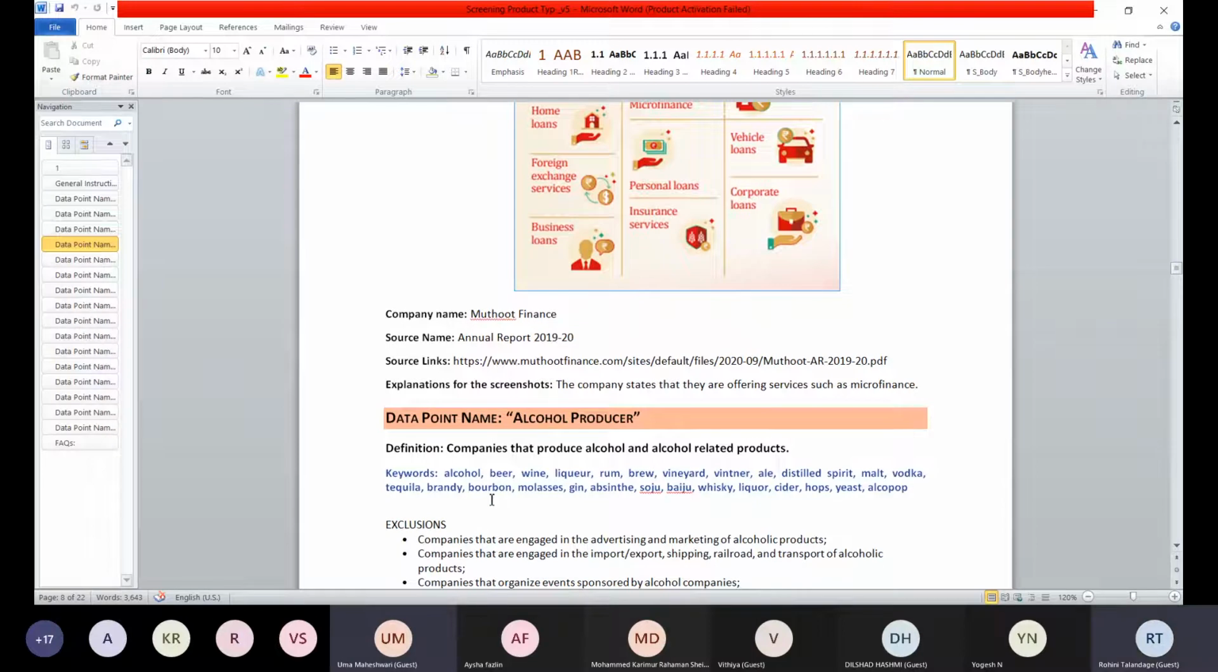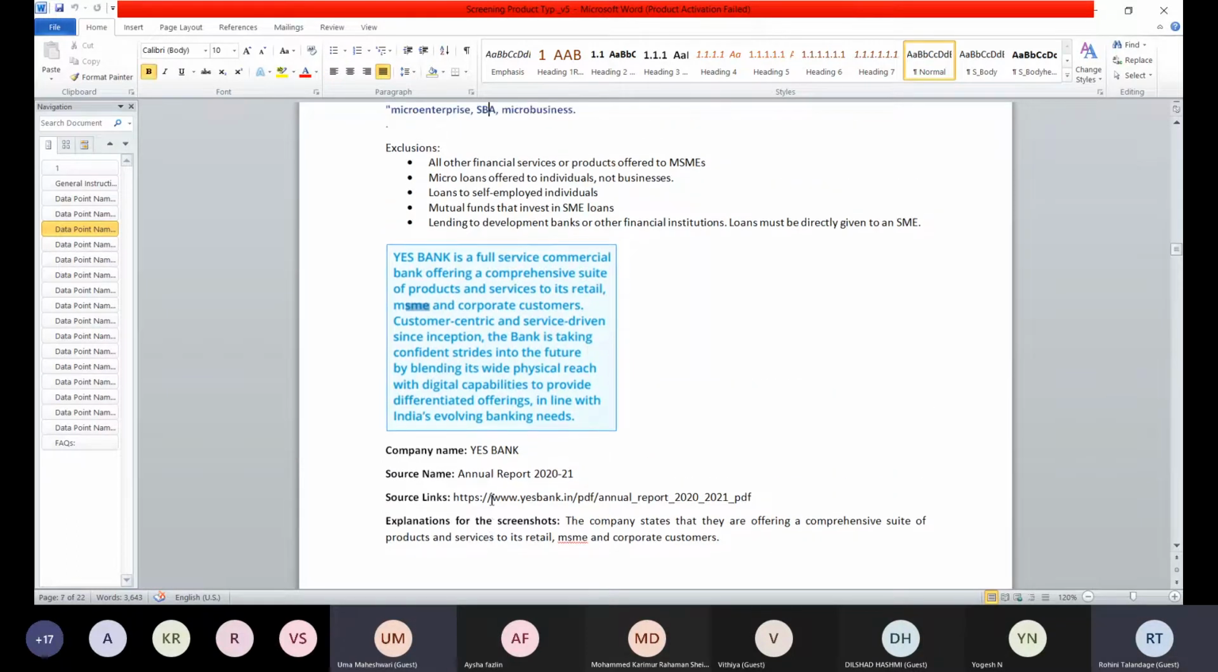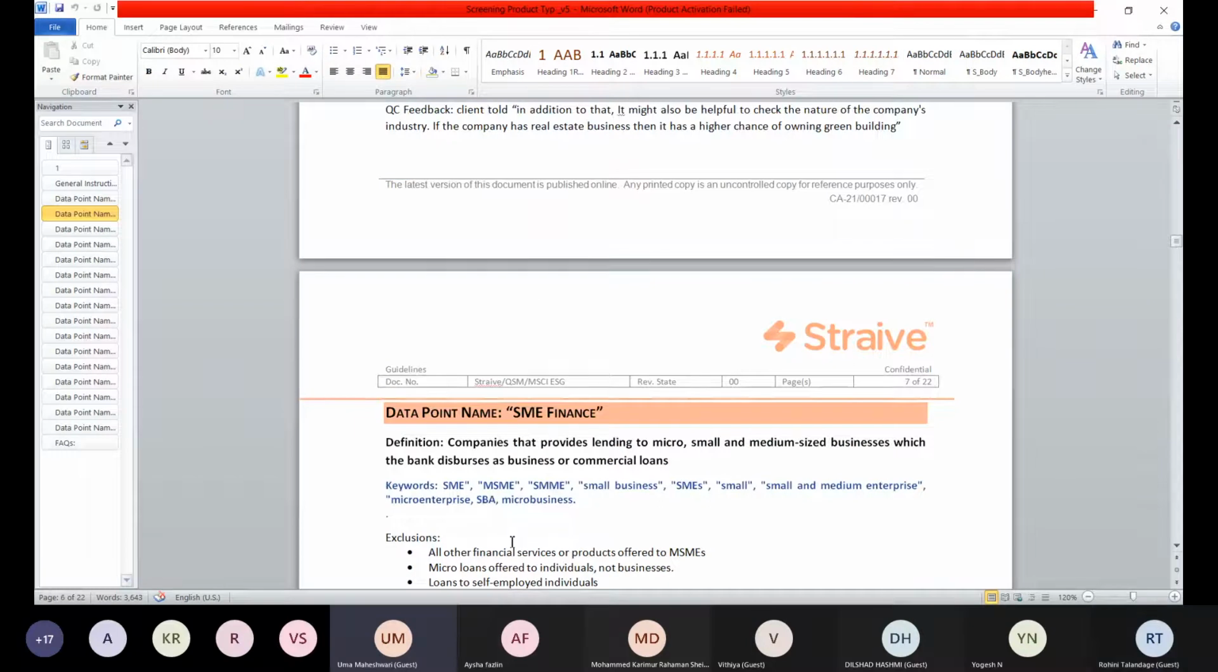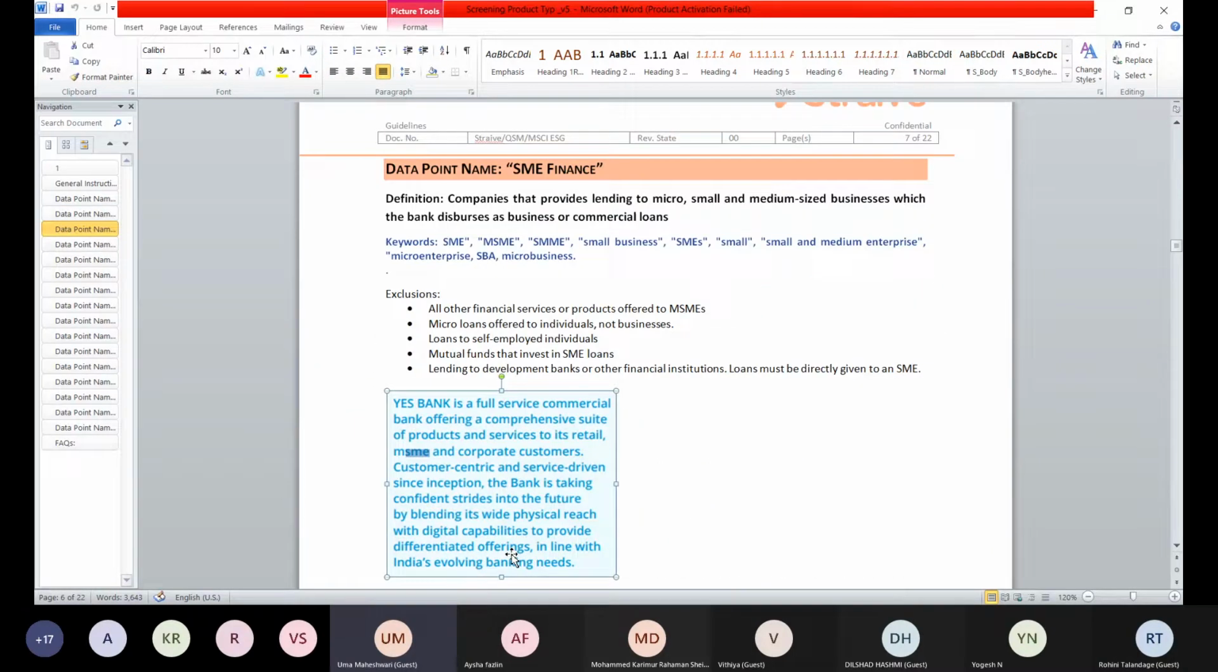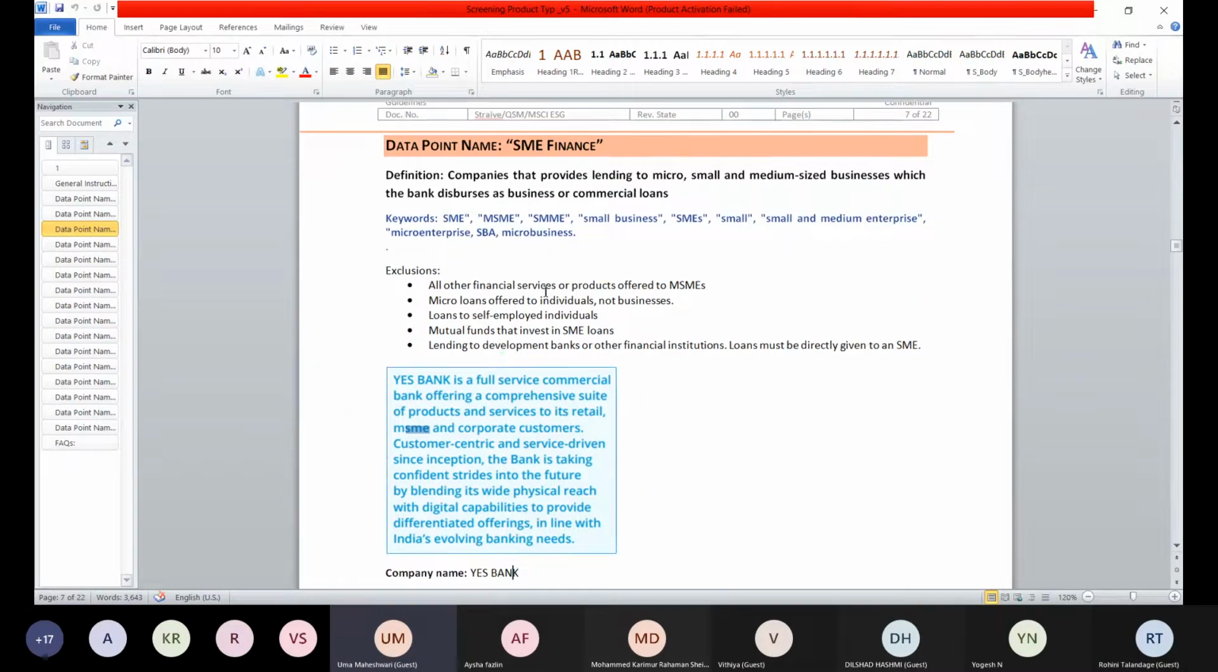Ma'am, I have a doubt with the first exclusion. In keywords we have mentioned MSME, but in the first exclusion it says all other financial services or products offered to MSMEs. It refers to MSME, right? Then how could it be an exclusion? I didn't get that point, ma'am.